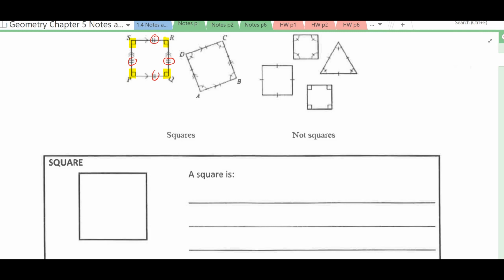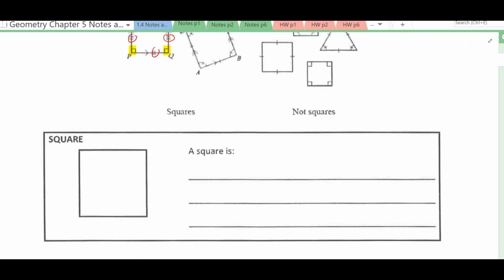So let's go ahead to a definition. There's a couple different ways we can describe a square. So a square can be described as an equilateral rectangle. So if we take our rectangle and make it so that all the sides are congruent, equilateral, then it's going to be a square.